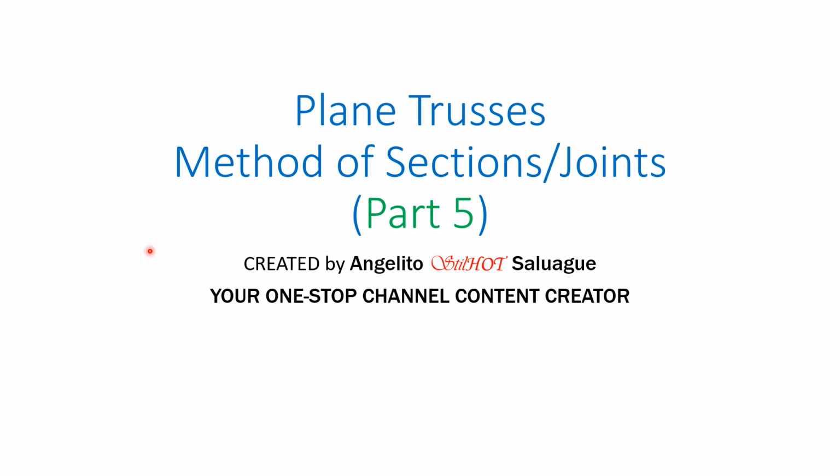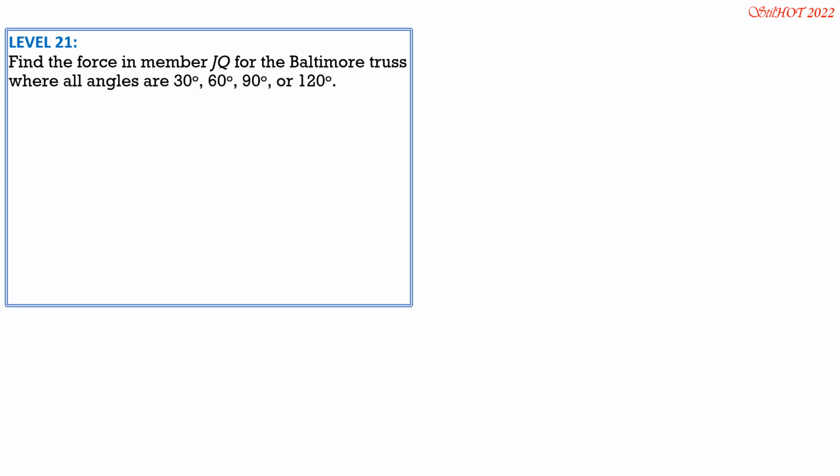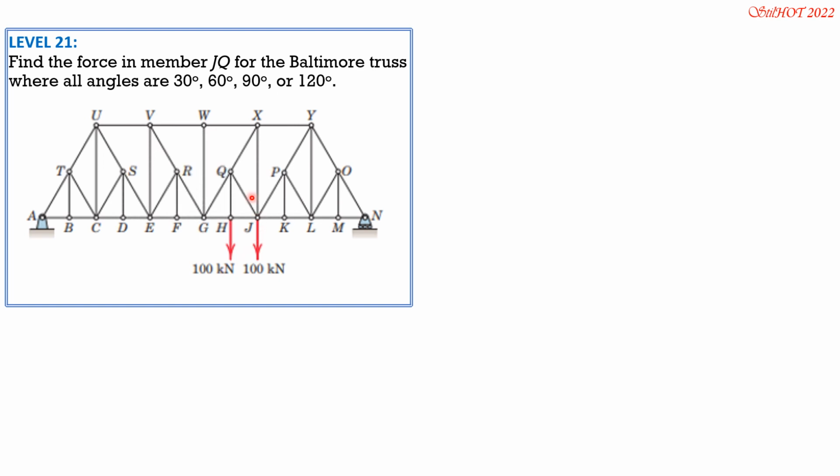Hello future engineers, this is part 5 of plane trusses, and these 5 problems are the most challenging problems that you will experience. So find the force in member JQ for the Baltimore truss where all angles are 30 degrees, 60 degrees, 90 degrees, or 120 degrees. So this is member JQ.